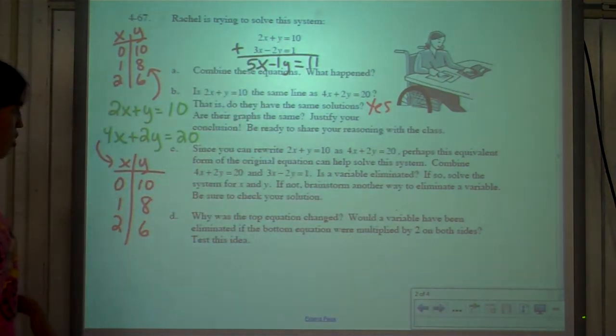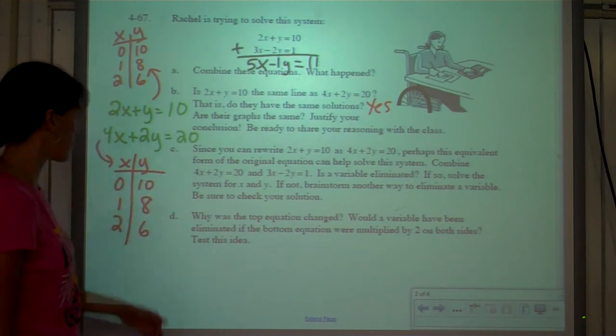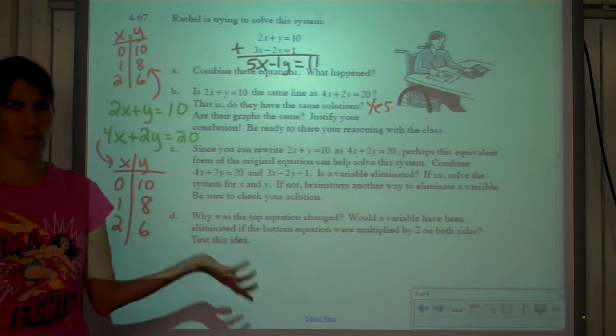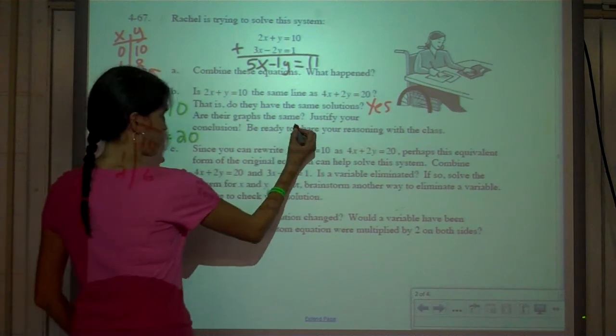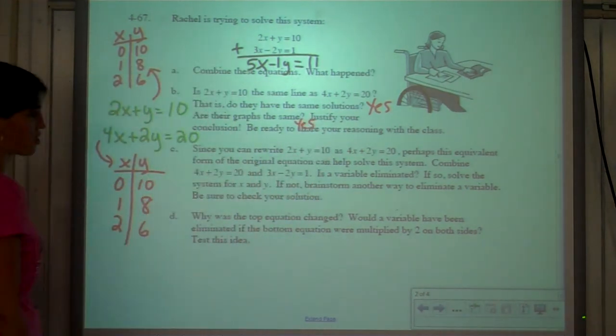Look at the graphs. Are their graphs the same? Well, yes. I mean, if I plot those and plot those, it would be the same line. So yes, the graphs would be the same. And you need to justify your conclusion.